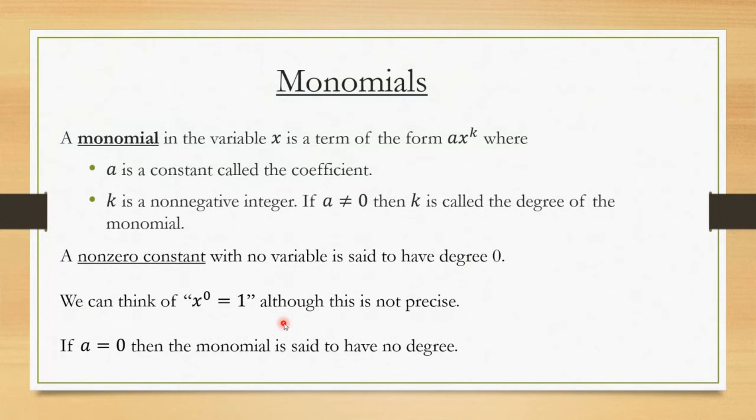What I threw in here is not really precise, which is why I'm using quotation marks. You could think of x to the 0 as being 1. Before, we saw that a to the 0 is 1, right? Although it's not that precise, mostly because if x is 0, then this is not going to make sense. You know, x is a variable.